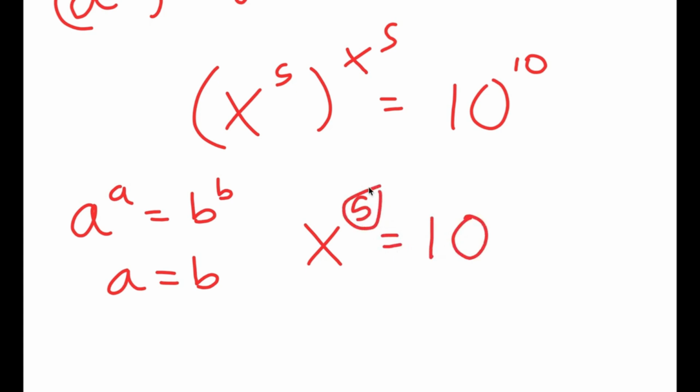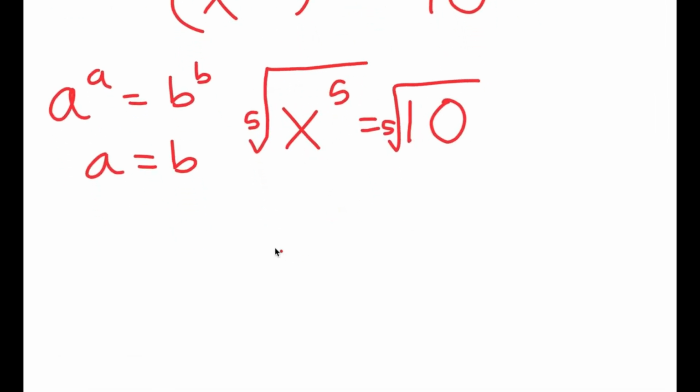Now to solve this, we need to get rid of this power of 5 by taking the fifth root on both sides. So the fifth root of x to the power of 5 is x. So I get x is equal to the fifth root of 10. This is my solution.